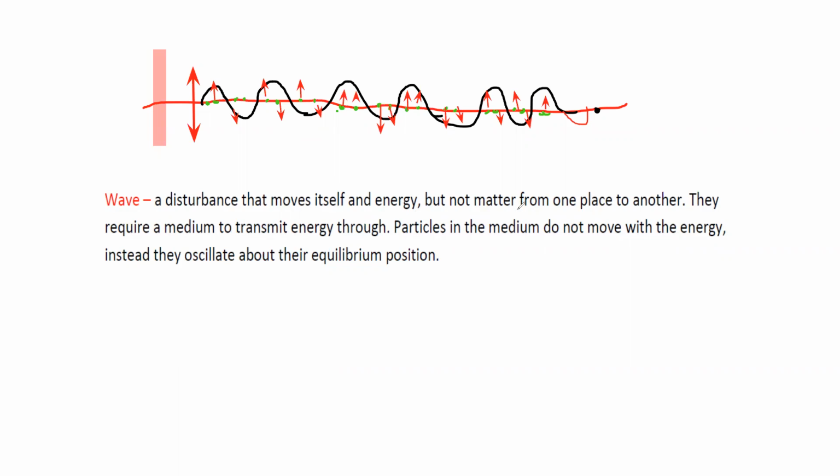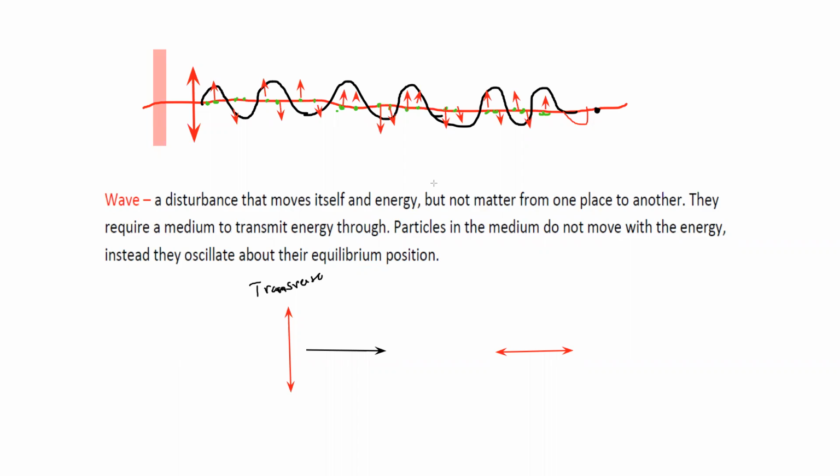The particles do not travel from one place to another, and the wave requires a medium to transfer energy through, and the particles in the medium do not move with the energy, they just oscillate about their mean position. There are two ways the particles can oscillate: up and down, or right and left. If the particles are moving up and down and the wave is traveling towards either right or left, they are 90 degrees to each other, or perpendicular, so we call this wave transverse.